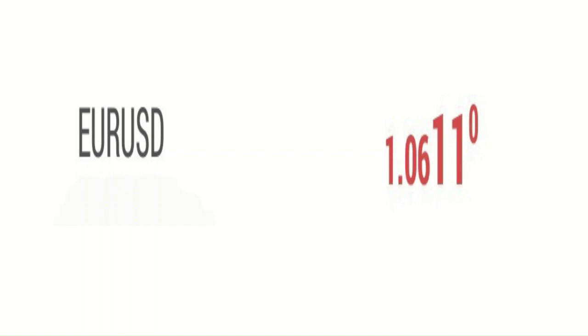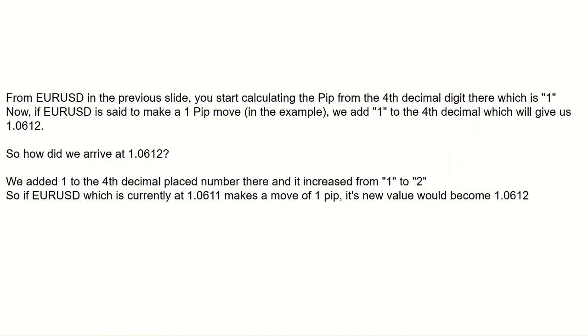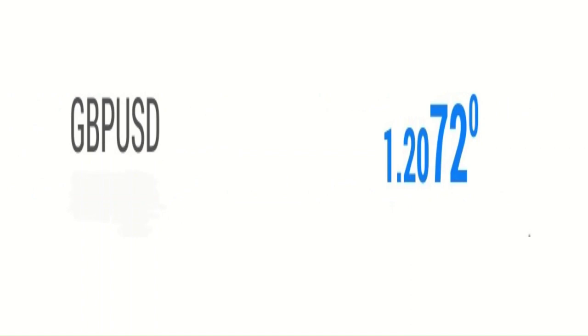So let me re-explain. EUR/USD, the current value is at 1.0611. If it makes a 1 pip movement, then it is going to become 1.0612, which means we added the 1 pip to the fourth decimal place. I hope you are taking notes. Now let's go to another pair. This is GBP/USD.